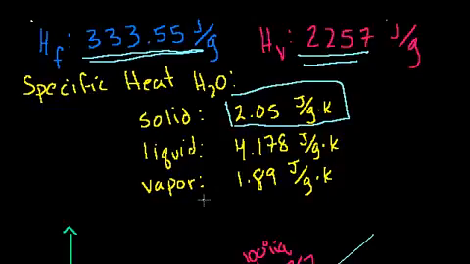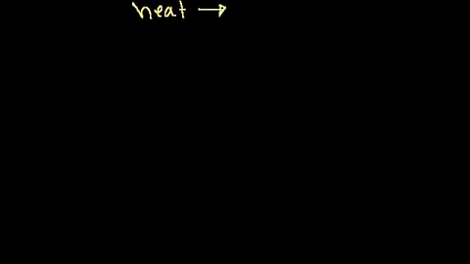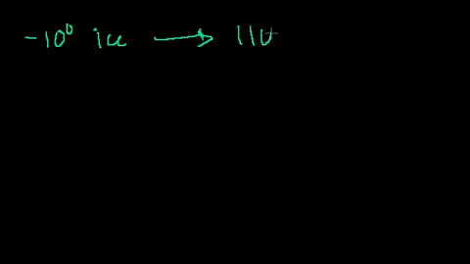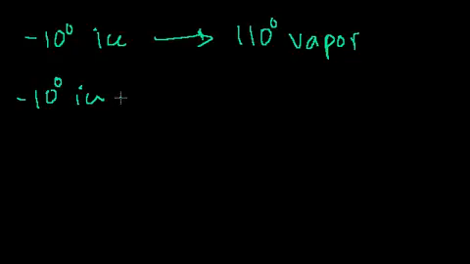So given what we know now, we can actually figure out how much energy it would take to, say, go from minus 10 degree ice to 110 degree vapor. Let's work this out. The first thing we're going to be doing is going from minus 10 degree ice to 0 degree ice. So we're going to go 10 degrees, and we have to figure out how much heat it takes to warm up ice by 10 degrees.